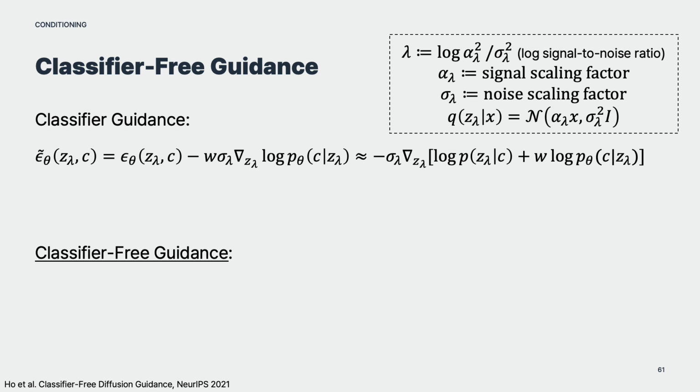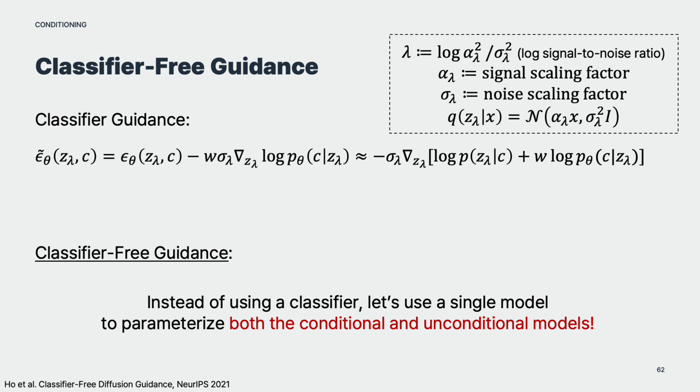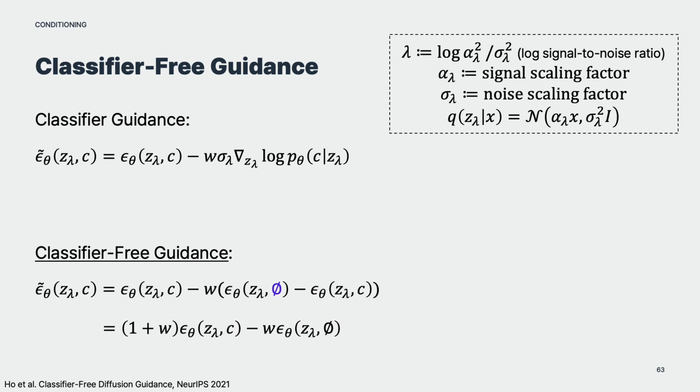By contrast, in classifier-free guidance, instead of using a classifier, a single model is used to parameterize both the conditional and unconditional models. This can be expressed mathematically as follows. The condition C may or may not be given together with z lambda. The model's epsilon predictions for these two cases are subtracted in a contrastive manner to produce a new class-conditional predicted epsilon tilde theta.